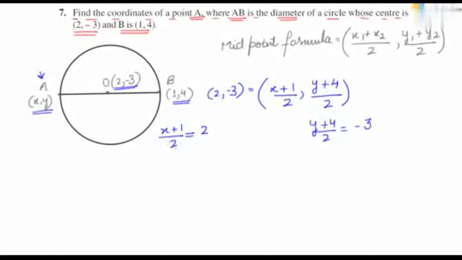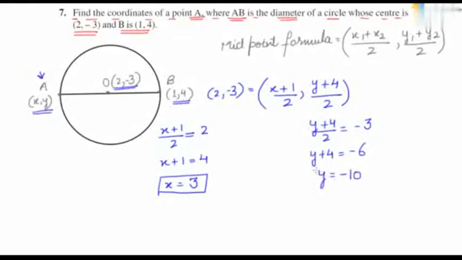Take 2 to that side. So it will be x plus 1 is equal to 2 into 2, which is 4, and 1 gets subtracted. So x is equal to 3. Now here 2 gets multiplied. So y plus 4 equals minus 3 into 2, which is minus 6, and this will be minus 4 on the right side. So it will be minus 6 minus 4, which is minus 10. So we get x as 3 and y as minus 10.